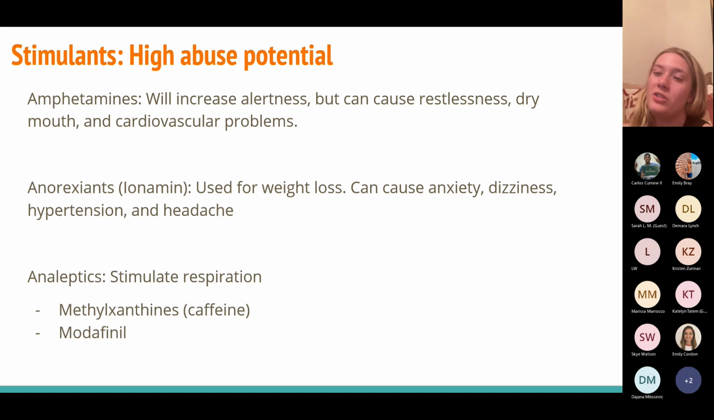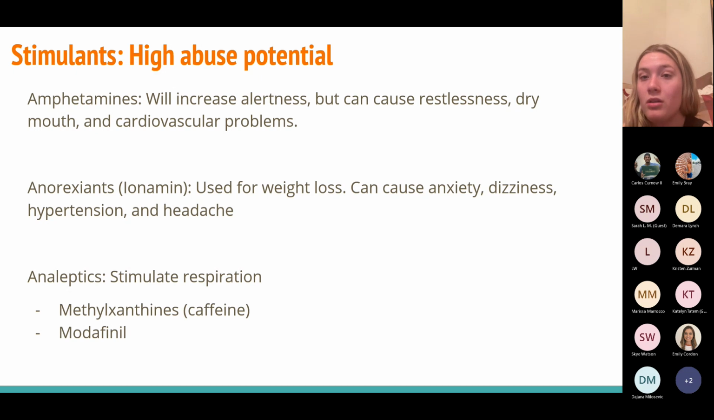Amphetamines, these are like your methamphetamines. They will increase alertness, but they're going to make you very, very restless, and they do a good amount of work on the heart. So they might have some cardiac symptoms of palpitations, maybe an irregular rhythm, etc. Anorexiants are usually used for weight loss. And then analeptics, they actually stimulate respiration.